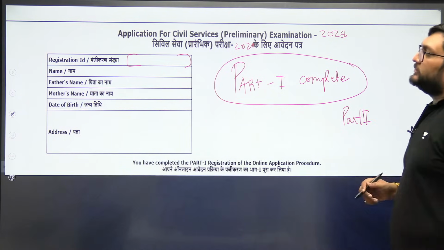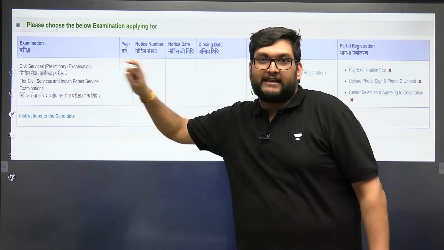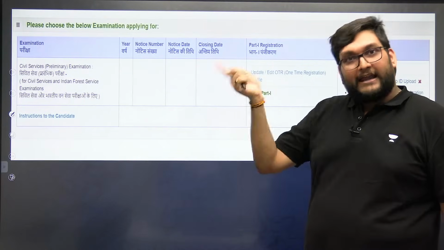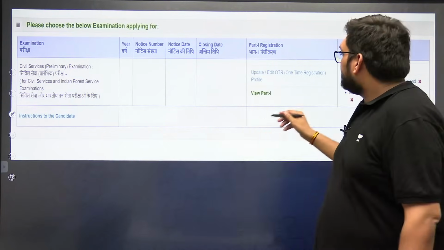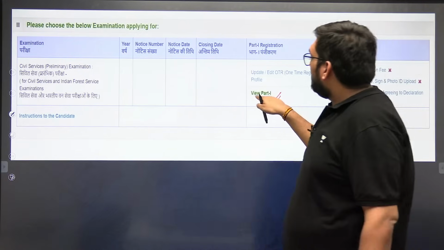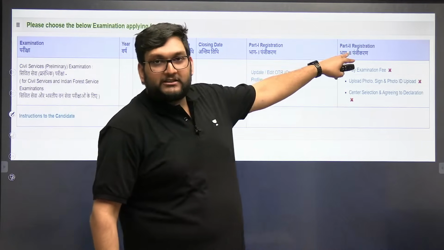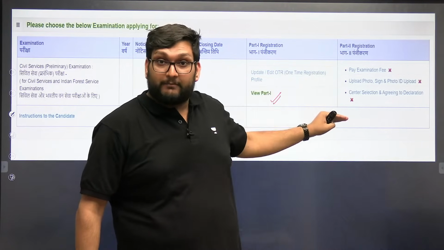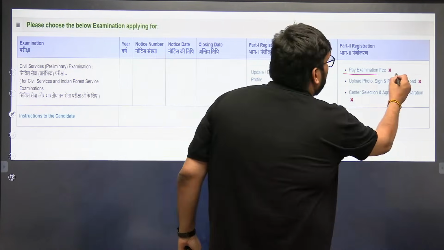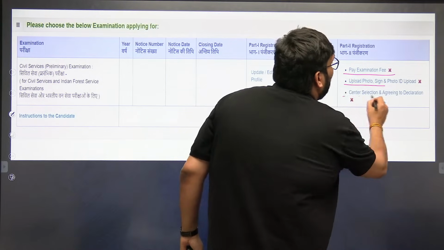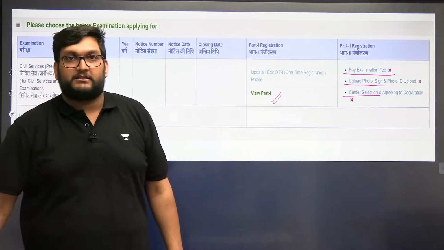To fill up part 2, you have to go back to this page again and log in again. It will show in green, view part 1. Now part 1 is done, but it will show part 2 registration. Please don't miss this step, which is give the fees, upload your photo and select the center for your examination.